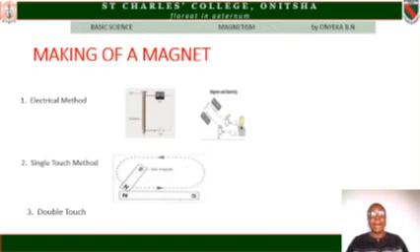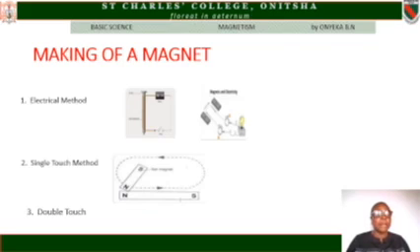Making of a magnet. How do we make a magnet? We make a magnet in 3 methods. We have the electrical method. You see the diagram with a nail, connecting it in a circuit. When you close the circuit, that nail will be converted into a magnet.